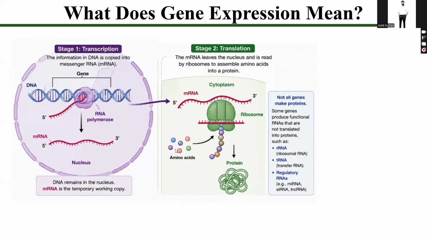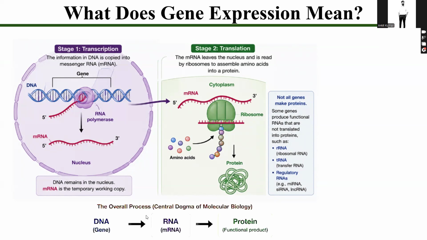I tried my best to help you understand, but again, this is superficial. In subsequent lectures, we'll go deeper and deeper into the concept. We'll understand what is happening at the time of RNA polymerase, how RNA polymerase is transcribing the information in the DNA to the mRNA. Okay. So as I have told you, the overall process is called the central diagram of molecular biology, where DNA is converted into RNA, and then RNA is converted into the protein, that is called a functional product.